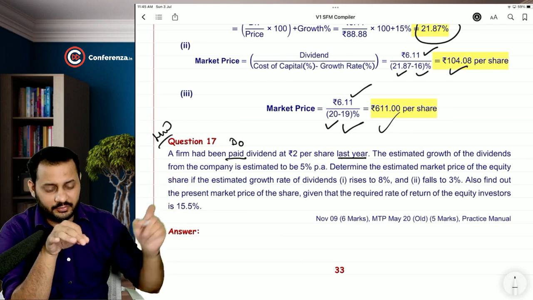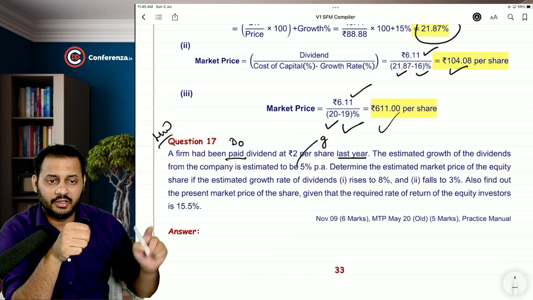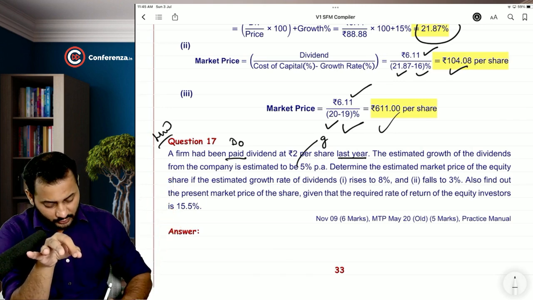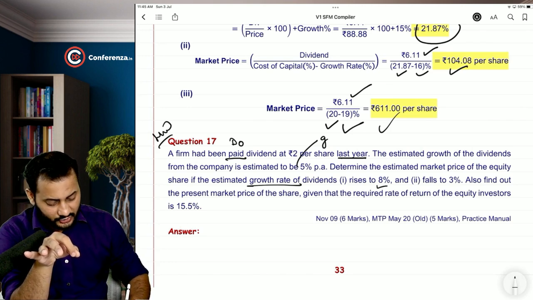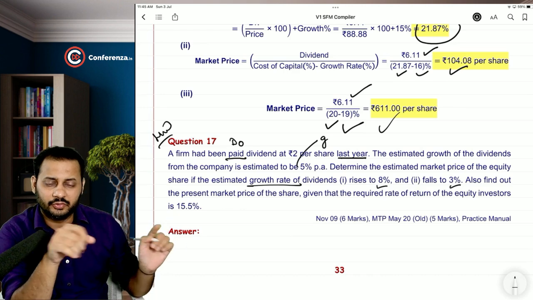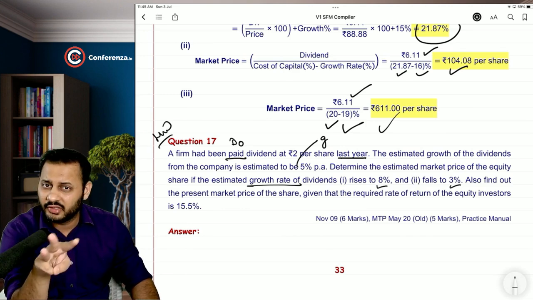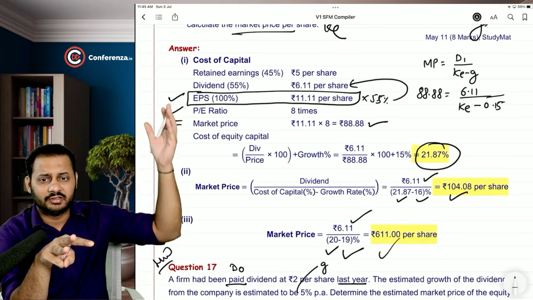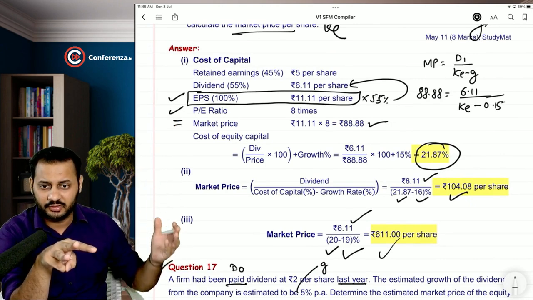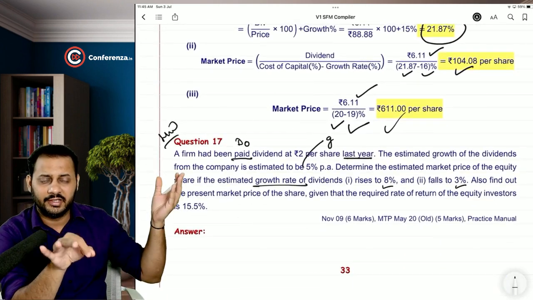The estimated growth rate is 5%, so 5% becomes the growth rate, which we will apply to rupees 2. The market price of the equity share is what we have to calculate if the growth rate of the dividend rises to 8% or falls to 3%. And the cost of equity is given to you. Everything is given to you. There are 3 different growth rates and 3 different market prices. Just like this: 15%, 16%, 19% growth. In the same way, here it is 5%, 8% and 3%.